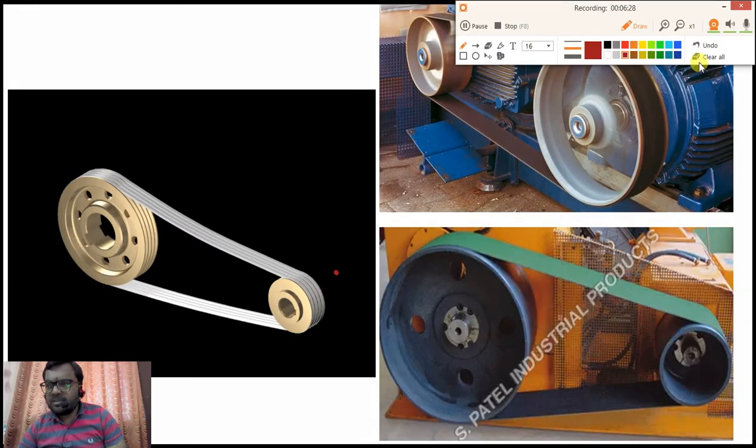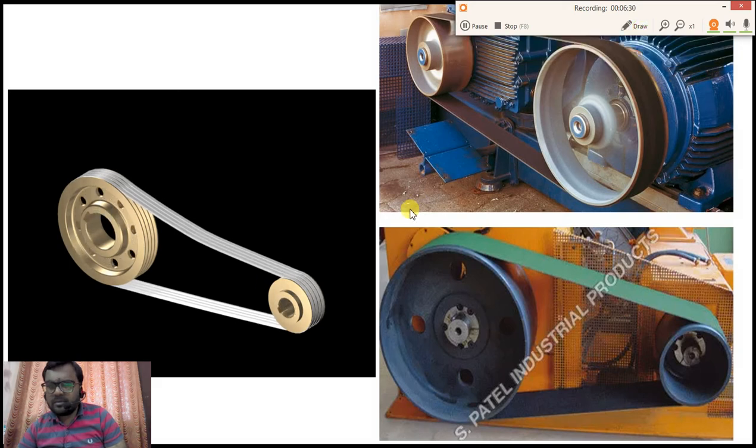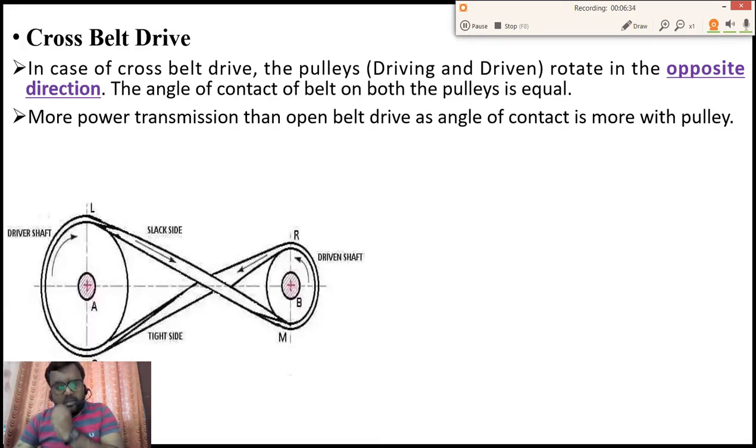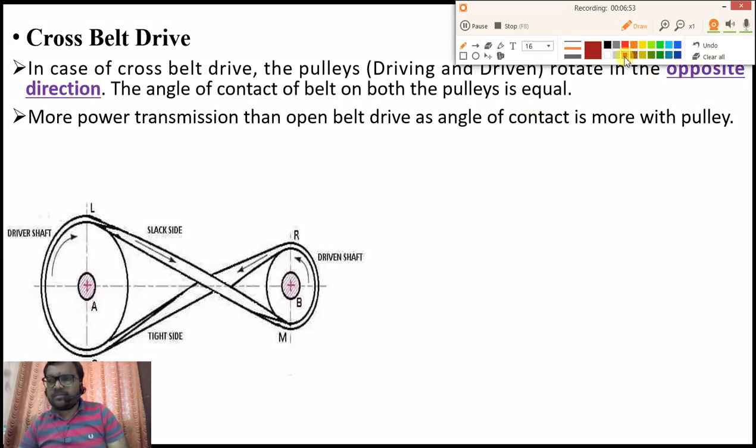Now next, cross belt. Now you can see the easy difference between open belt and cross belt. Pulley A is rotating in the clockwise direction, pulley B is rotating in the anti-clockwise direction, which means the direction of rotation of both driver and driven pulley is opposite to each other.